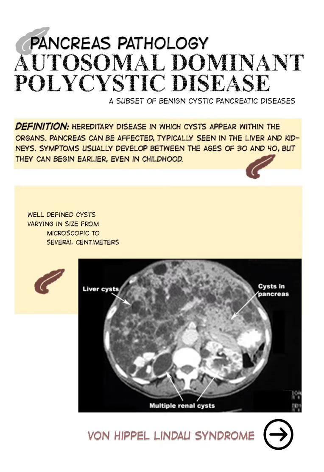When the pancreas is affected by autosomal dominant polycystic disease, there will be multiple cysts presenting on the pancreas. They can be microscopic to very large, and you will also most likely see cysts within the liver and on the kidneys.